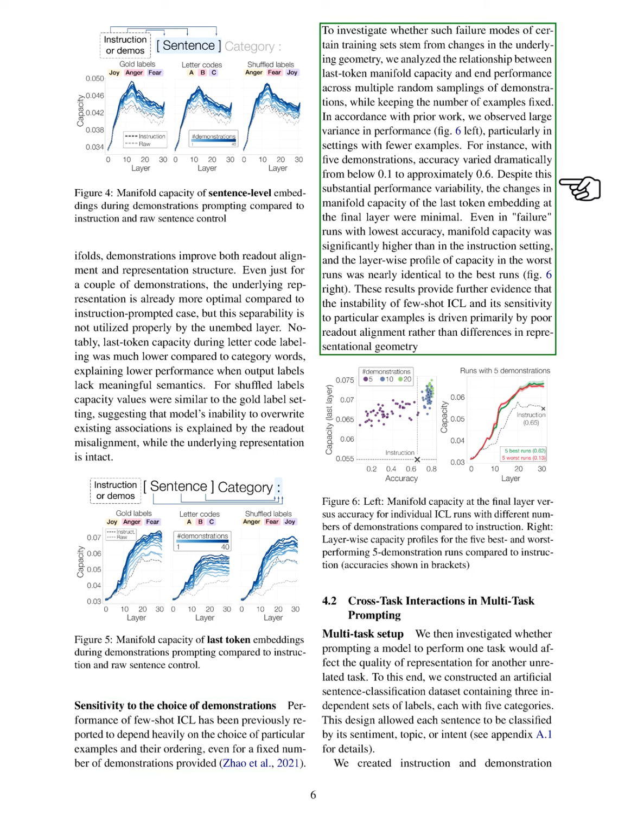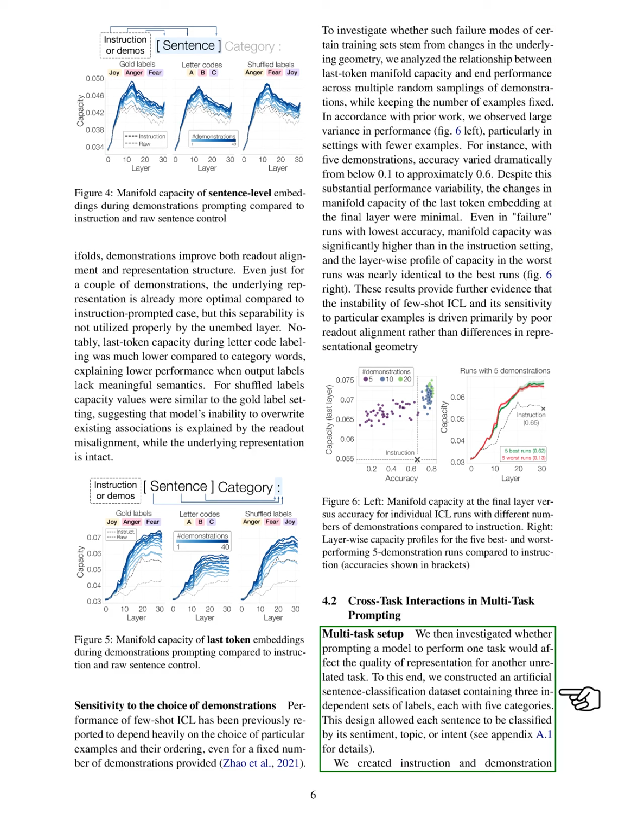We analyzed the relationship between last token manifold capacity and performance across various random samplings of demonstrations. We observed considerable performance variability, especially with fewer examples, but the changes in manifold capacity at the final layer were minimal, even in low-accuracy scenarios.